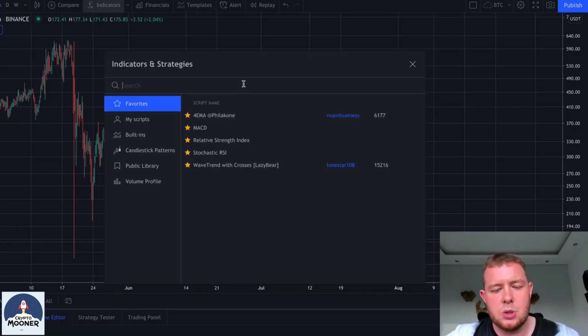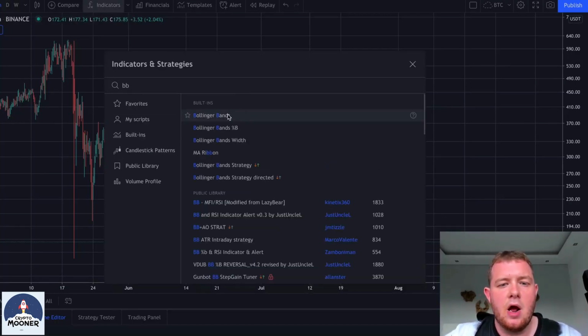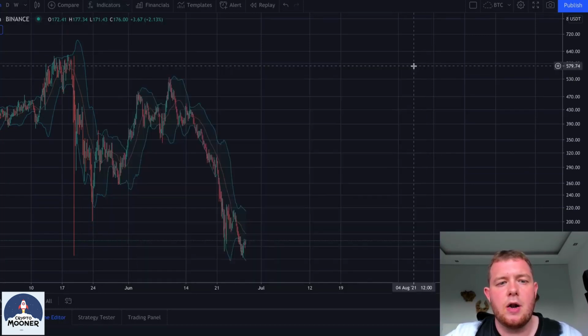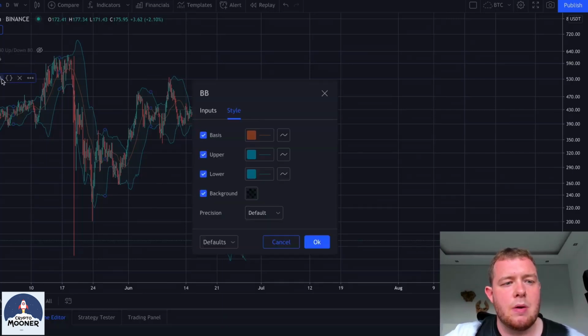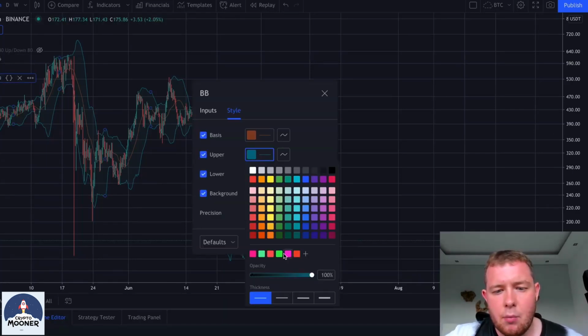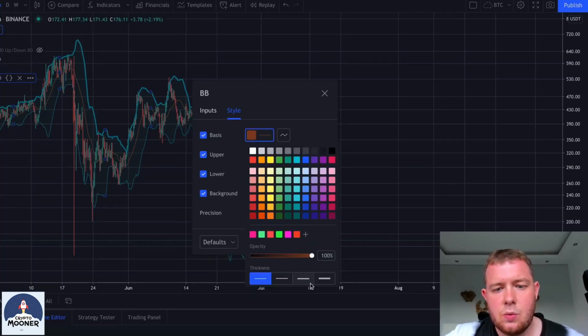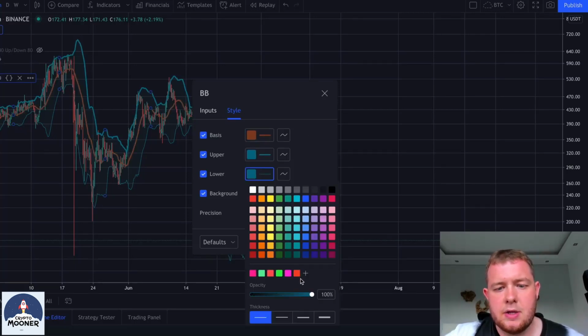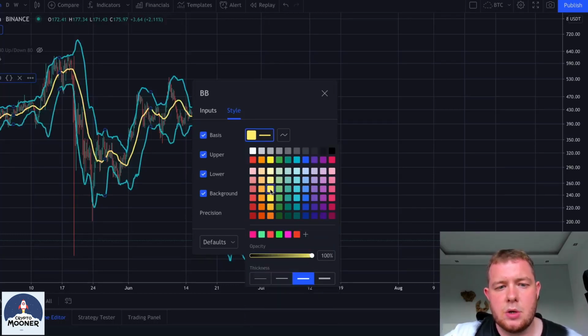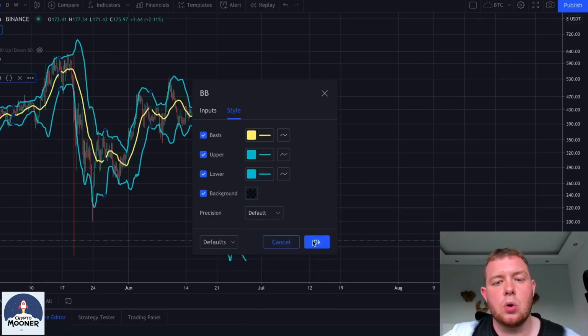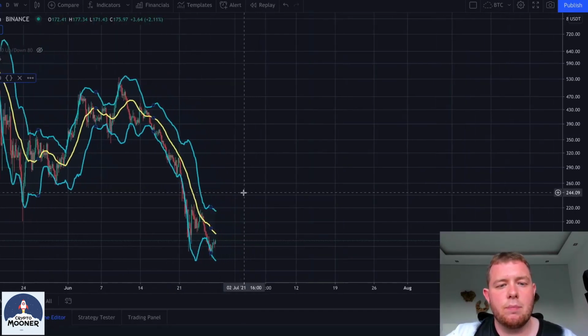Click on indicators and just simply type in BB. Click Bollinger Bands like so, and then close it. This will bring up the Bollinger Bands. Now maybe it's a little bit hard for you to see on the screen right now, so maybe I can edit this to make it a little bit easier to see, like so. I'll just make the lines a little bit thicker so it's easier to see. Maybe I make them a little bit brighter as well, so it's easier to see if you're watching at home. So first of all, we have the Bollinger Bands.